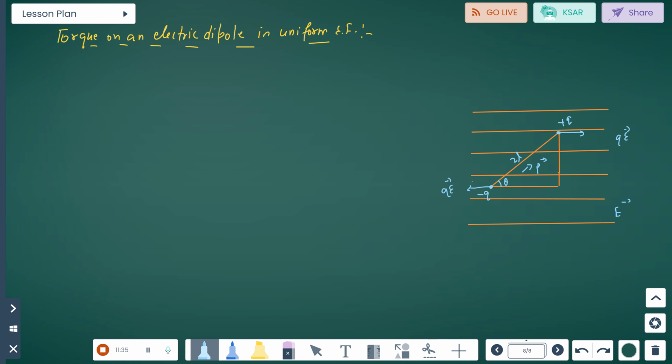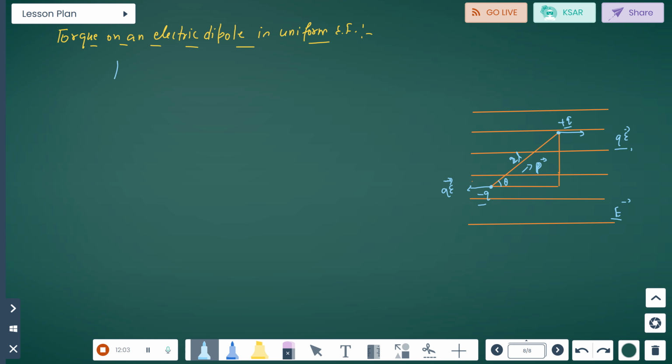Now for torque on an electric dipole in a uniform field, we have electric field E, charges plus Q and minus Q, force QE, dipole moment P, separation between them 2L, angle theta. Then the forces are acting along different lines and constitute a couple, hence the dipole will rotate and experience torque.